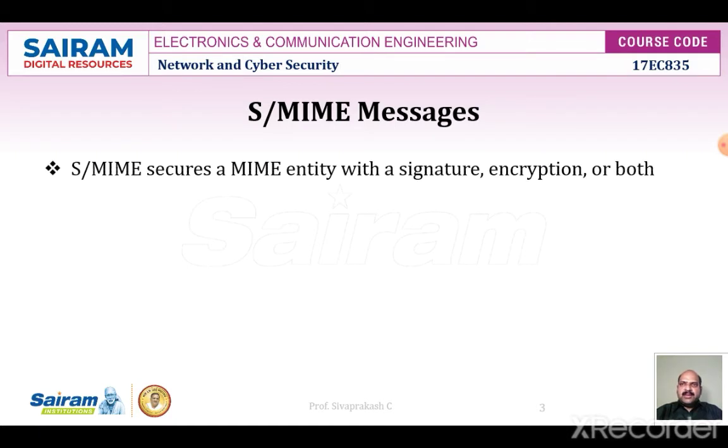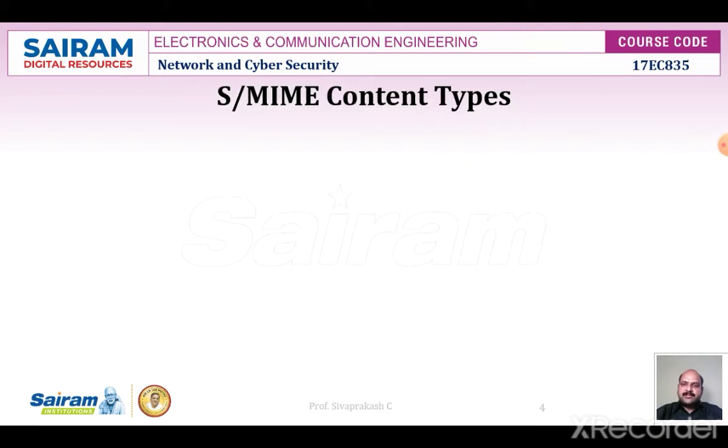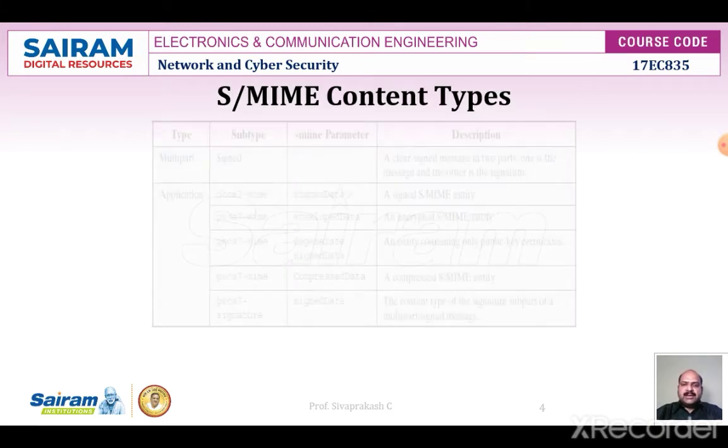Secured MIME messages make use of a number of new MIME content types, which are described in the next slide. All of the new application types use the PKCS prefix, which refers to a set of public key cryptographic specifications issued by RSA Laboratories and made available for the secured MIME effort. We are going to examine these in turn, after first looking at the general procedure for secured MIME message preparation. Let us see the secured MIME content types.